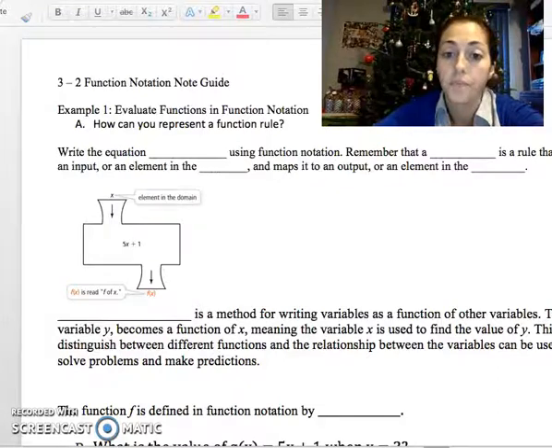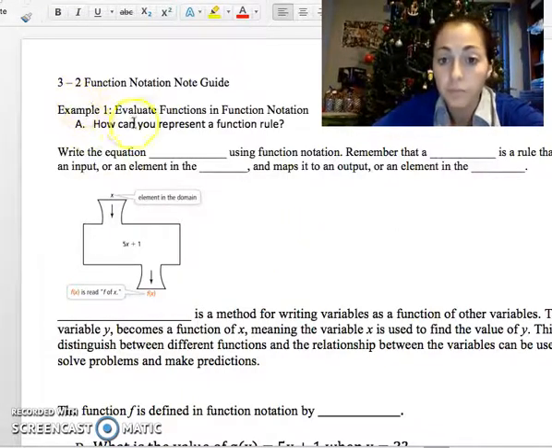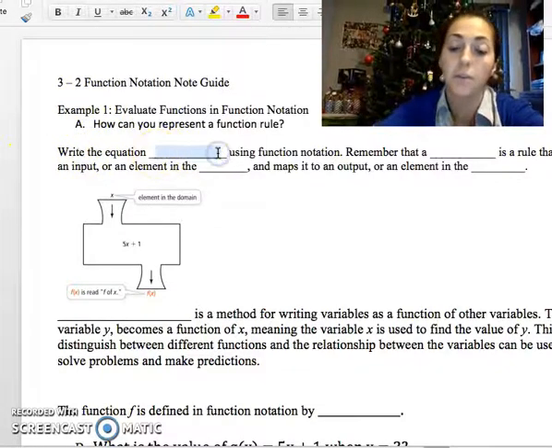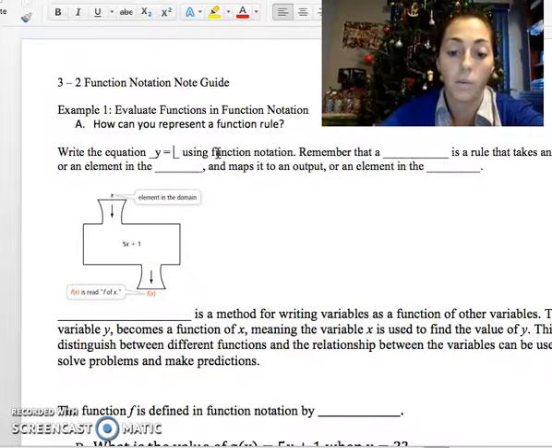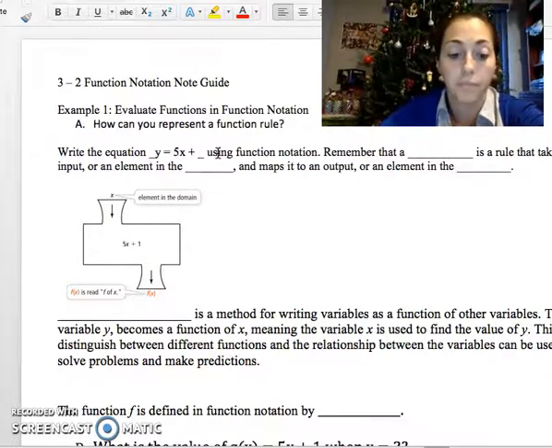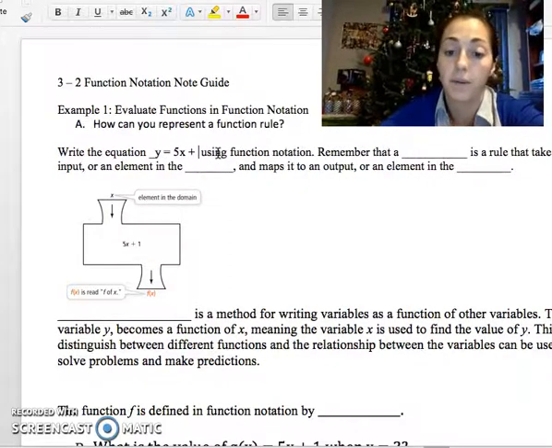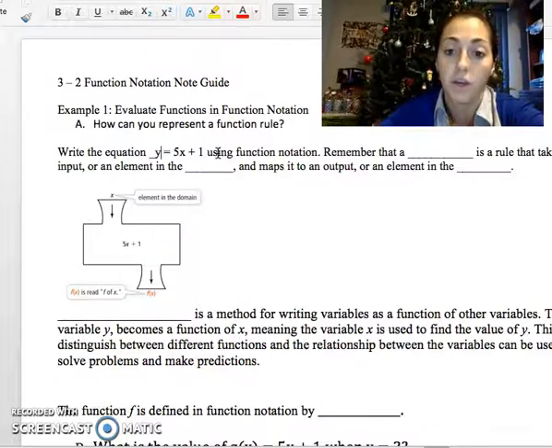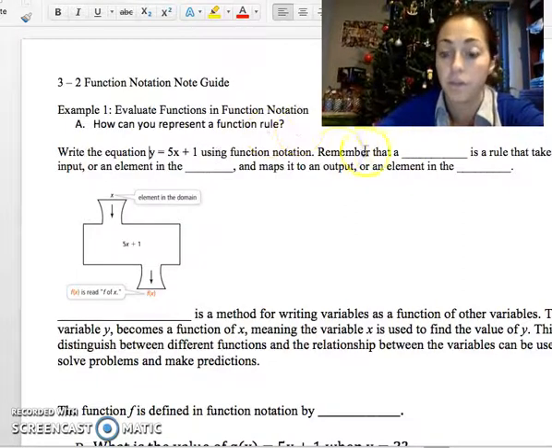Example 1. Evaluate functions in function notation. And how can you represent a function rule? So if we are writing the equation, and there's going to be a fill in the blank, let's say we're writing y equals 5x plus 1. That's our equation, and I'm going to show you how to write it using function notation.